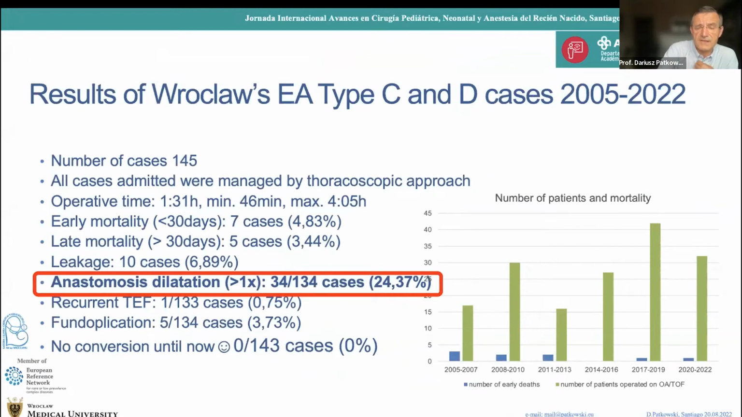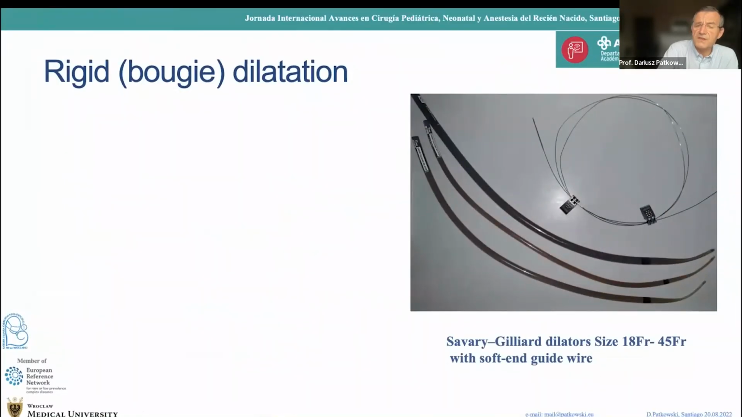So I presented you our results. The stenosis is in about 1/4 of our patients, so it's not very frequent, but it's not very low. Sorry, I don't have this graph to show you, but it really decreases with our experience. So we only do rigid dilatation. I only have a few cases with balloon dilatation. We use Savary-Gilliard dilators, 18 to 45 French, with a hole inside, so you can use them with the soft-end guide wire. It's very important.